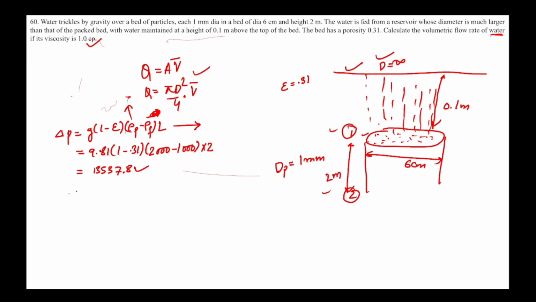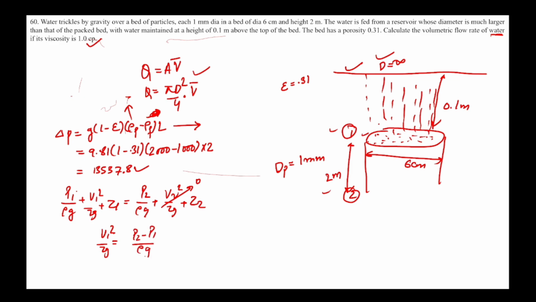So P1 by rho G plus V1 square by 2G plus Z1 is equal to P2 by rho G plus V2 square by 2G plus Z2. So V2 will be 0. There is no velocity at the bottom. Okay. So V1 square by 2G is equal to (P2 minus P1) by rho G plus (Z2 minus Z1), which is 2.